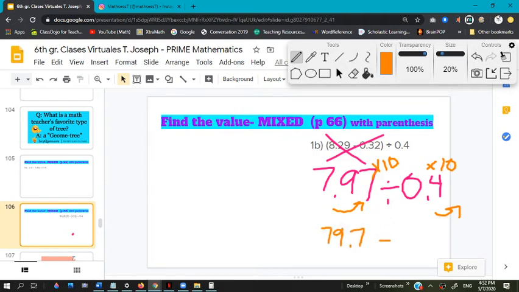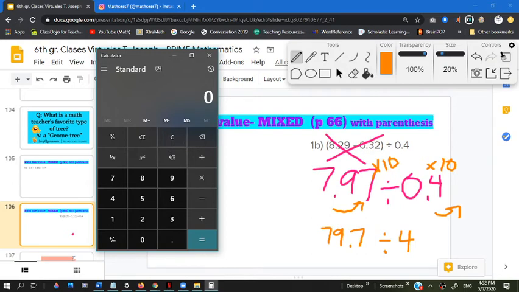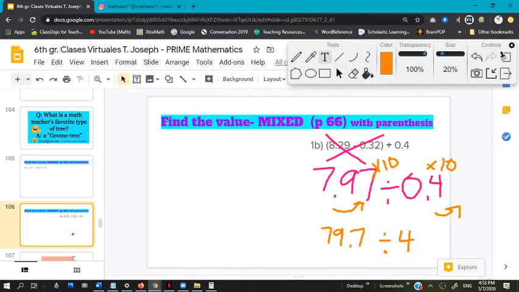79.7 divided by a whole number, which is 4. Okay, it's the same thing. Let me show you that on the calculator. If I divide 79.7 by 4, that's going to give me 19.925. Or if I divide 7.97 divided by 0.4, it's the same thing, 19.925. So it's approximately 20. Our answer is going to be approximately 20.